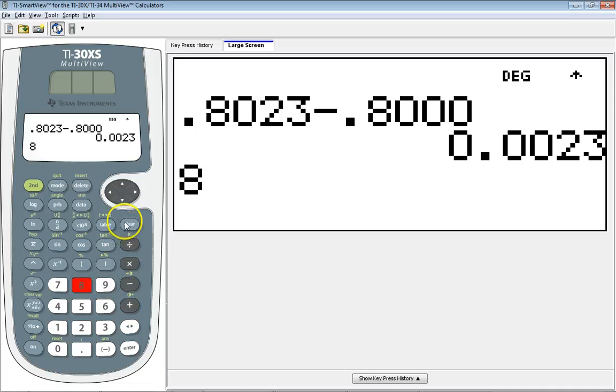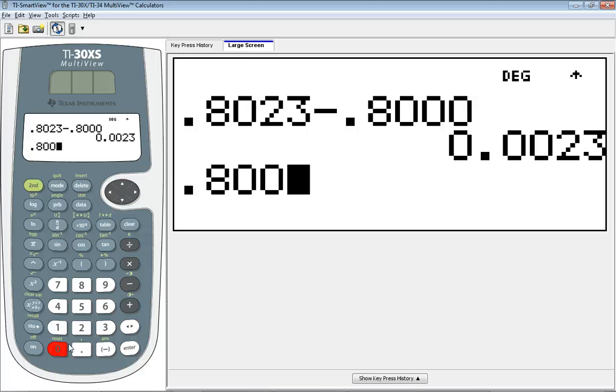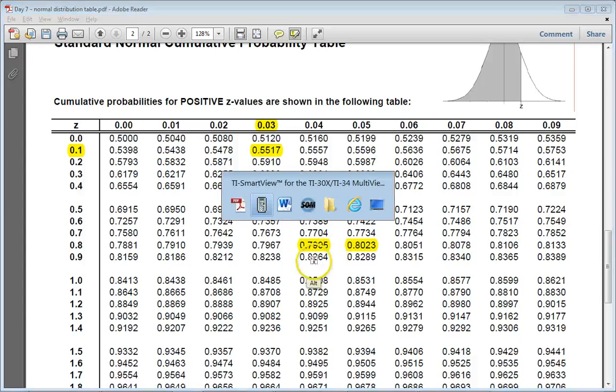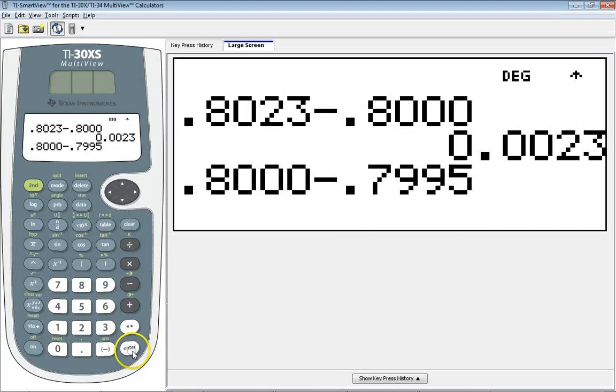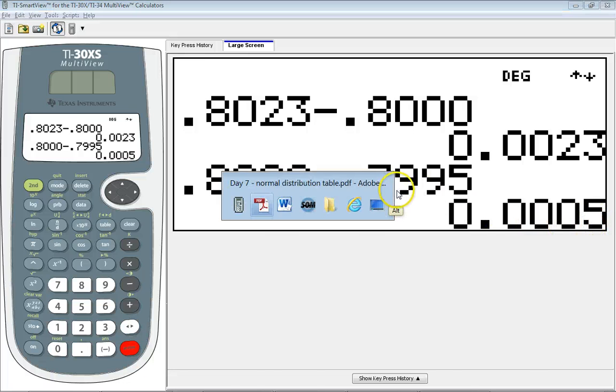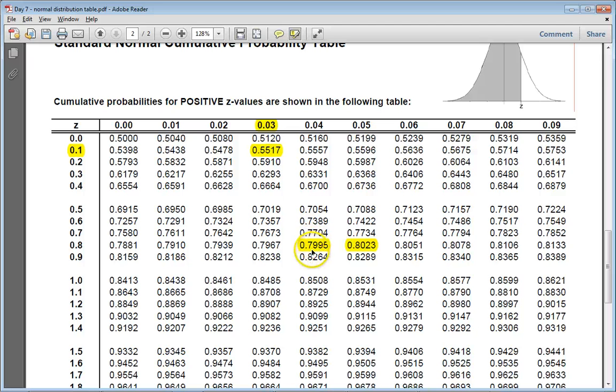Now, let's subtract again with the other one. If I do 0.8000 minus that smaller one, which I think was 0.7995. Let me just double check. 0.7995. If I subtract those two from each other, I get 0.0005. The smaller number here indicates that the 0.7995 is closer. They're closer together. That's why the difference is less. So I said all that to say, let's definitely use the 0.7995.